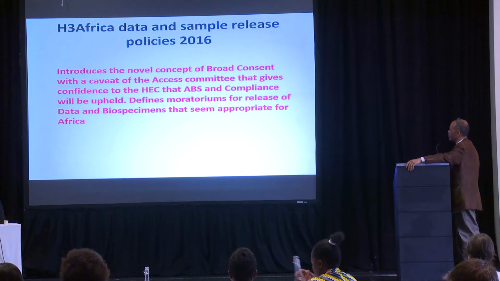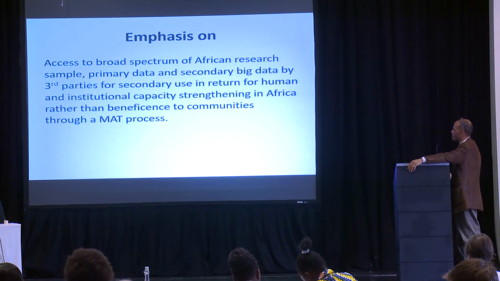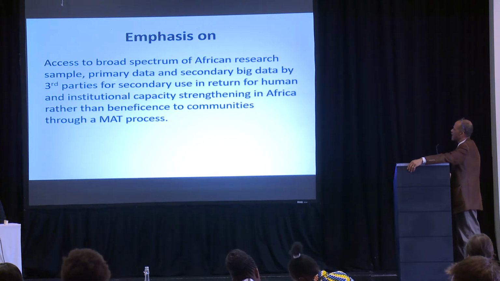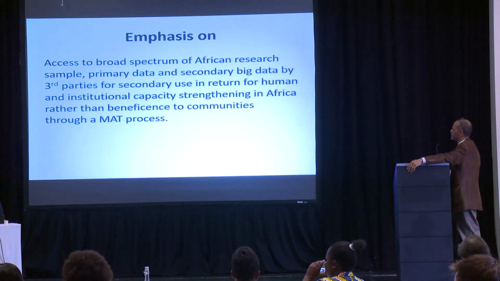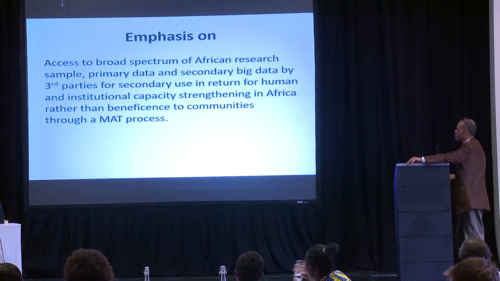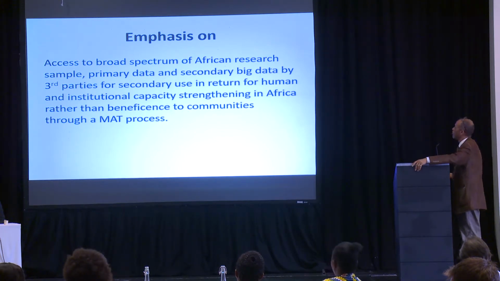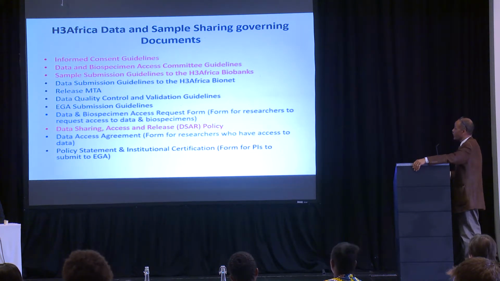It defines moratoriums for release of data and biospecimens that seem appropriate for Africa. Its emphasis is access to a broad spectrum of African research samples and secondary big data by third parties for secondary use, in return for human and institutional strengthening in Africa, rather than direct beneficence to communities through a mutually agreed terms process. So it has a series of governance documents that have taken a long time to develop. They're very complex, they're very detailed, they're still ongoing.